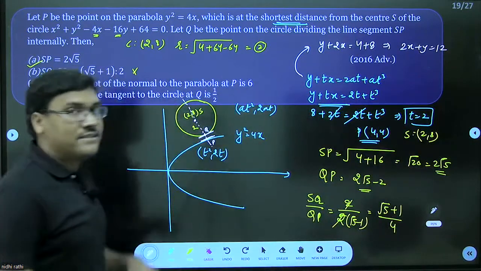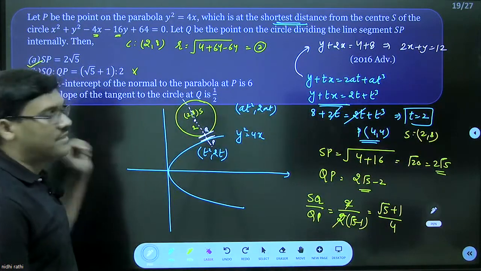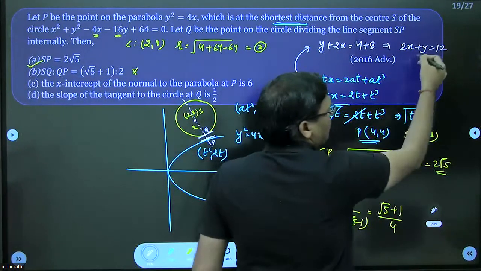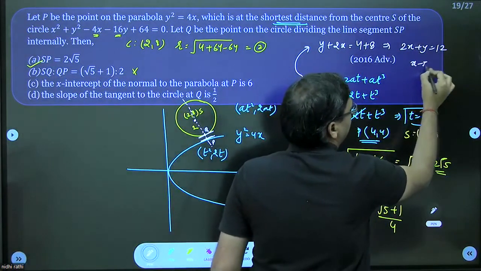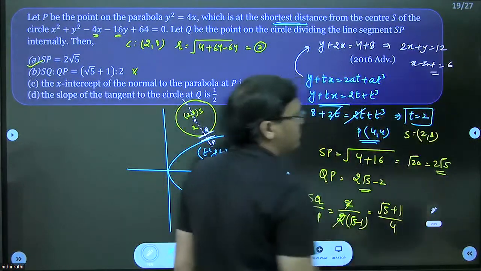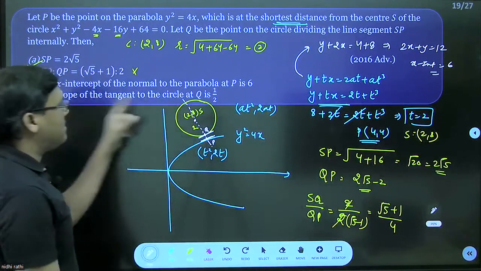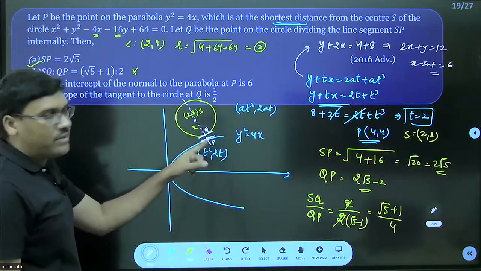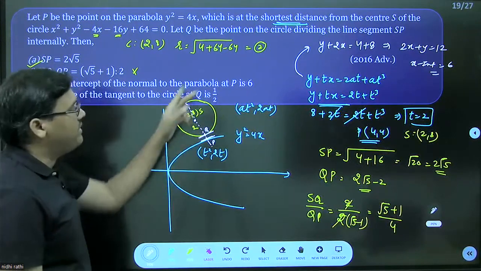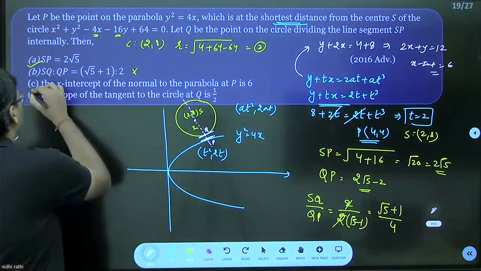Now what is the x-intercept? How will you find the x-intercept? Put y is equal to 0. As soon as you put y equal to 0, you can see the x-intercept is equal to 6, because x will be 6. So the x-intercept of the normal at point P is 6. That is, option C is correct.